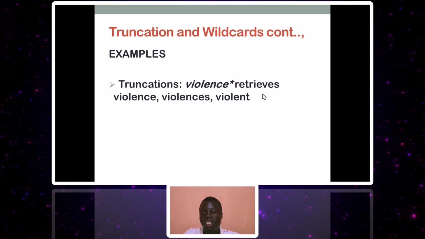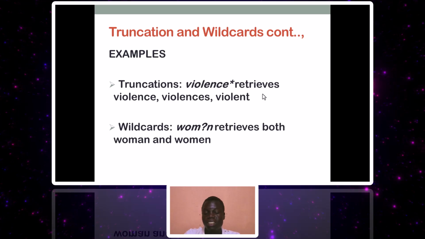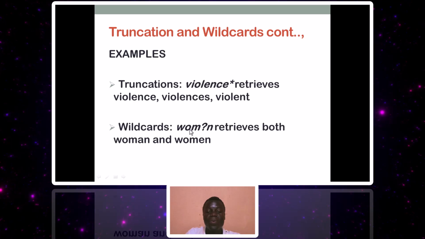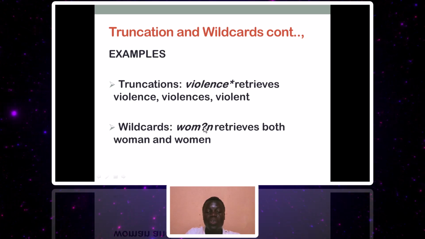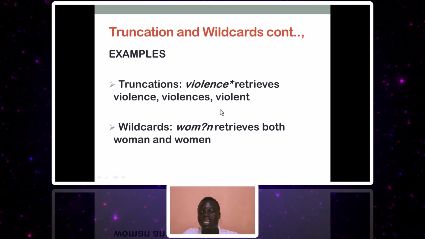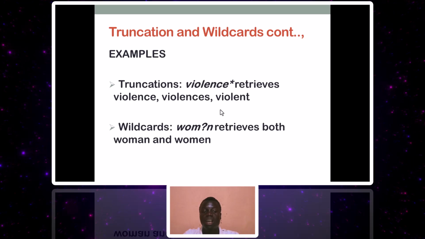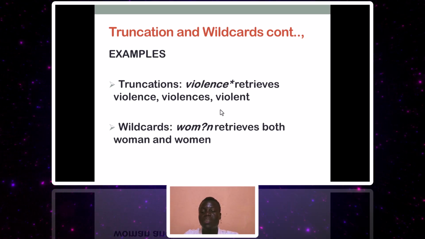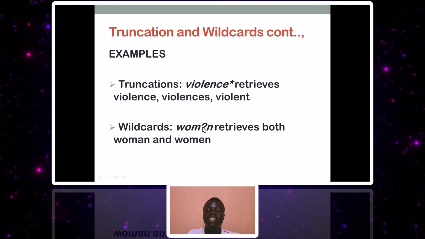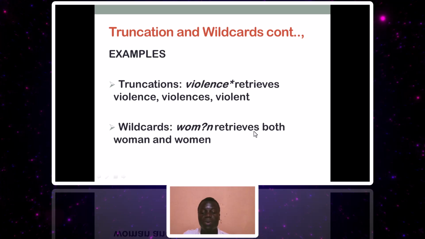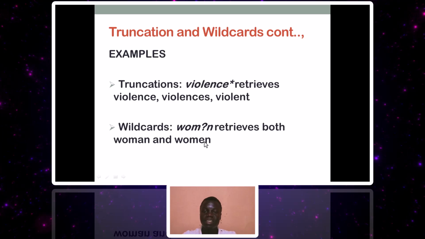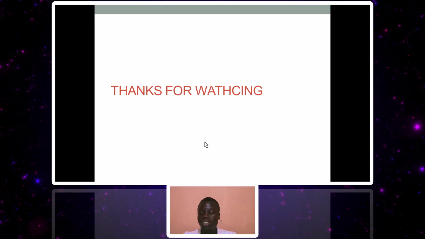And the other one is now the wildcard. If I put women, I don't put the E, I remove the E from women and put a question mark. If I put a question mark, this retrieves both results. As I said earlier, wildcards capture spelling variations. Therefore, if I replace the E with the question mark in women, it will retrieve both woman and women. So in your search, you can as well use such terms.